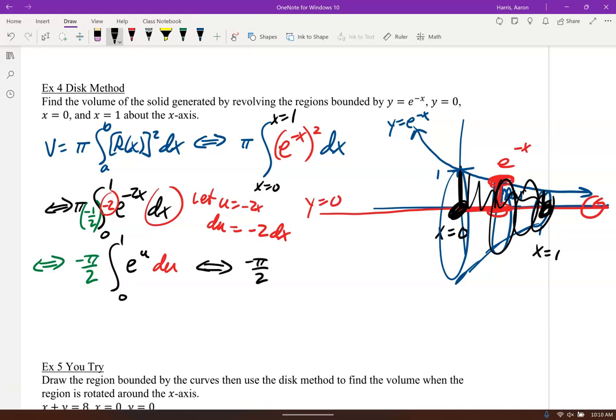And now let's run the integration of e to the u. That's 1 over ln of e to the u. Well, our u here is negative 2x. ln of e is just 1. So this just ends up being negative pi halves e to the negative 2x from 0 to 1.